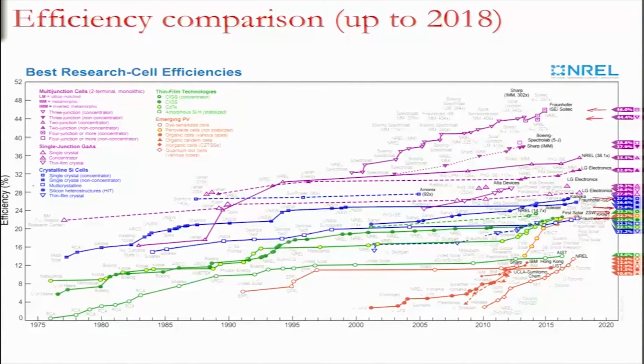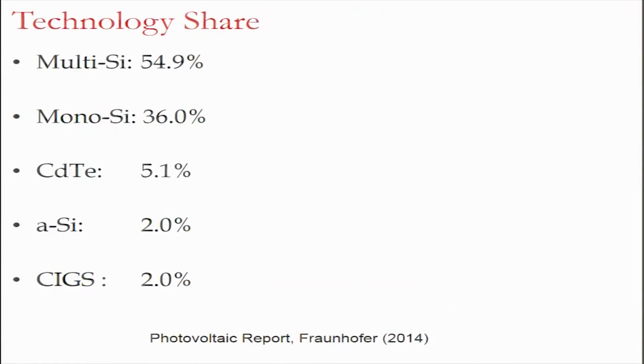Multi-crystalline silicon is this, the blue square, and multi-crystalline stands at about 22%, which is not bad, considering that the cost of multi-crystalline silicon is lower than single crystal silicon. So, multi-crystalline leads the way because of lower cost as compared to single crystal silicon with about 55% market share. Mono silicon, which is crystalline single crystal silicon, is about 36%. So, together they have a market of nearly 90%, and the remaining 10% is occupied by cadmium telluride, amorphous silicon 2%, CIGS 2%. Amorphous silicon is now pretty much a closed technology.